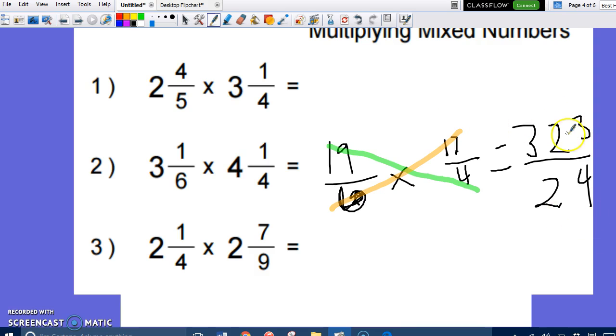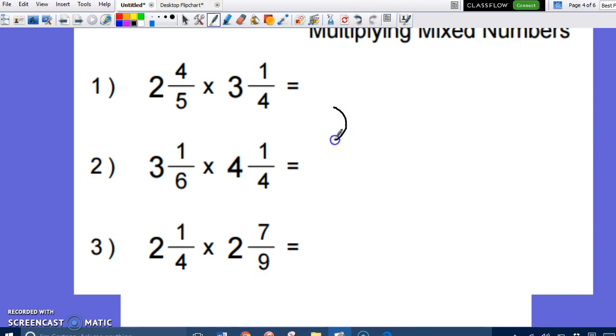Okay, so 323 over 24. This is the part that we now have to put into a mixed number. So again, we're going to see how many times this goes into this. So remember, 24 will go into 323. I'm going to clear out so I have some room. 24 and 323. 24 is not going to go in 3.